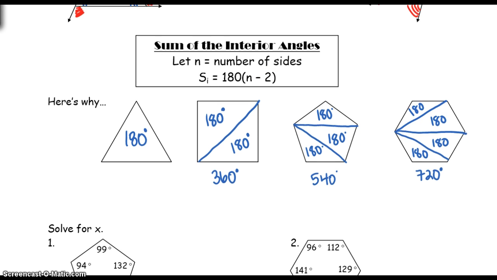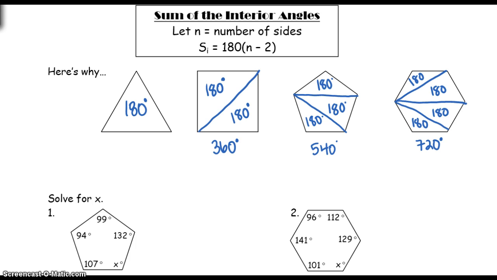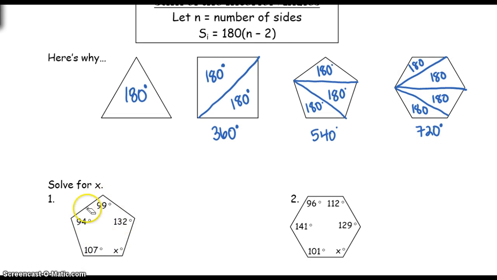So let's go ahead and use that down here. Now it says solve for x, but before I can even solve for x here, I need to know what all these angles add up to be. So in other words, I need to know what the sum, that's what that S is, of the interior angles are. And we know that the sum of the interior angles is 180(n minus 2).